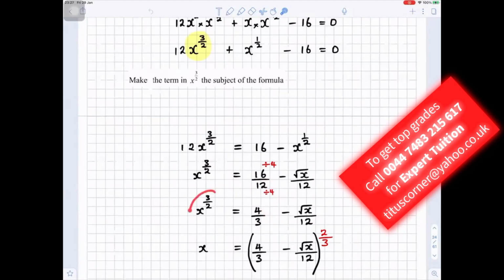So x to the 3 over 2, we just want to get x. So we want to remove 3 over 2. What's the inverse of the power 3 over 2? It is the power 2 over 3. If we have 3 over 2, we take it to the other side, the power will change to 2 over 3. So it will be 4 over 3 minus square root of x over 12 to the power 2 over 3.